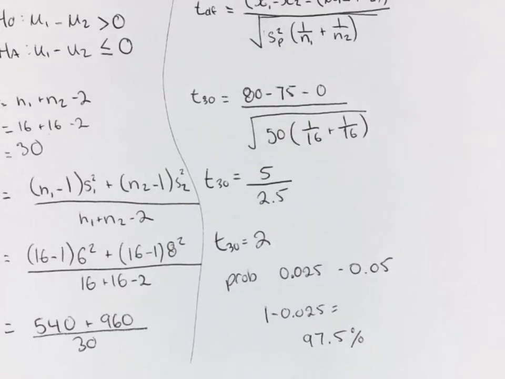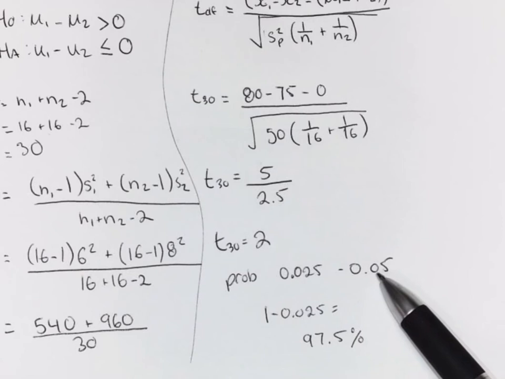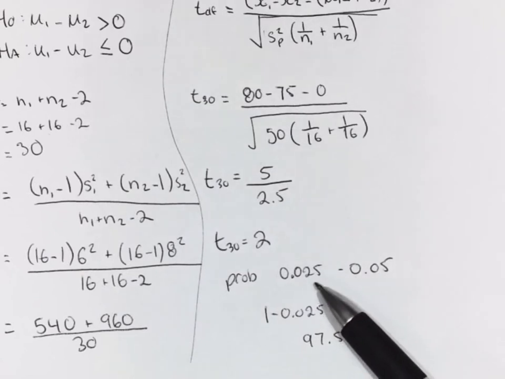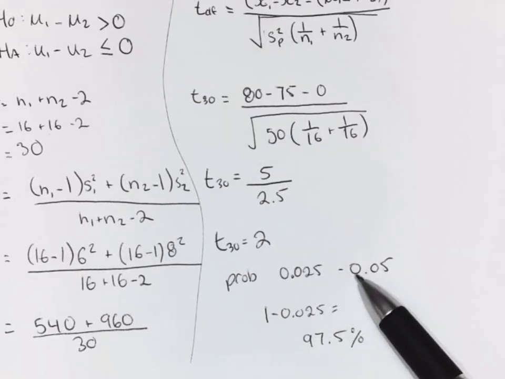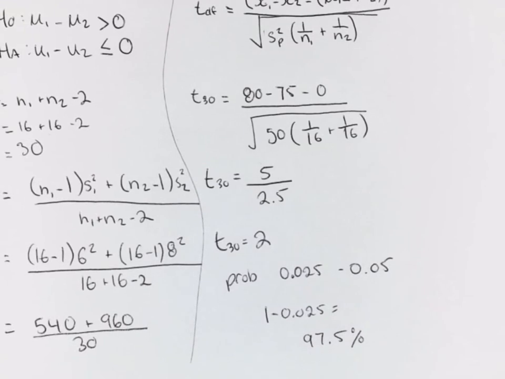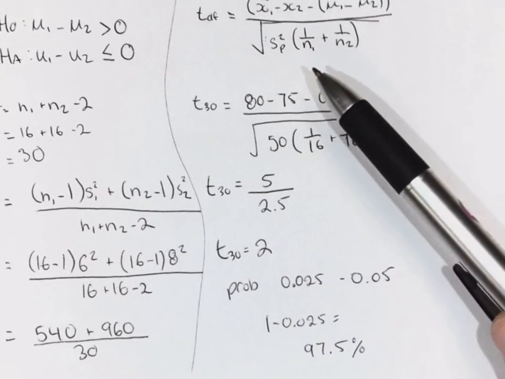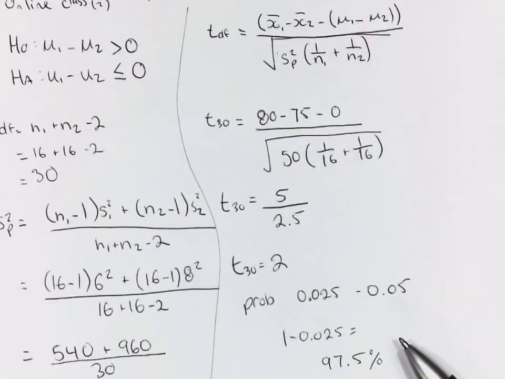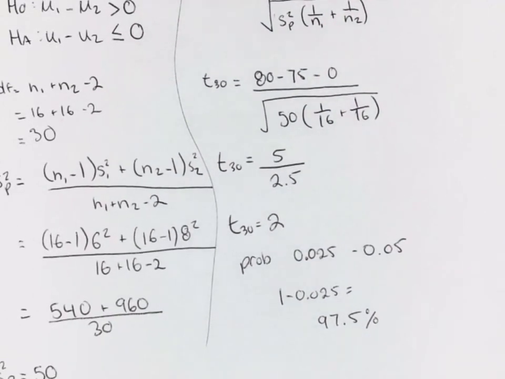So in plain English, this would mean that we have a 97.5% chance that the population mean of the in-person class is higher than online. And there's about a 2.5% chance that the population mean of the online class is higher. So based on this and our 95% confidence, this is higher than our 95% confidence, we do not have enough evidence to reject the null hypothesis.